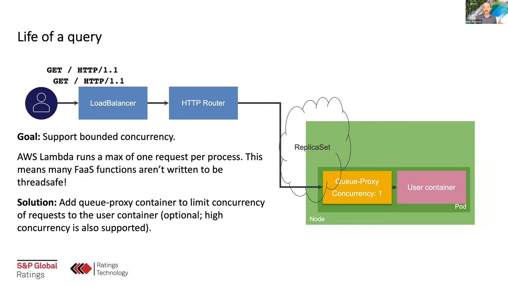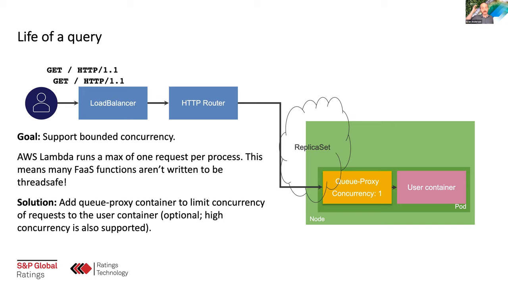Okay, so another thing that AWS Lambda gives you is, in Lambda, you have to write your code with the assumption that there's only going to be one request going on in a process at a time, because that's how Lambda works. But lots of people actually like that because it means that if you want to have globals for stuff, or you just want to know that you aren't going to get interfered with by anyone else, you have a container that runs one request at a time. We wanted to support that in Knative.